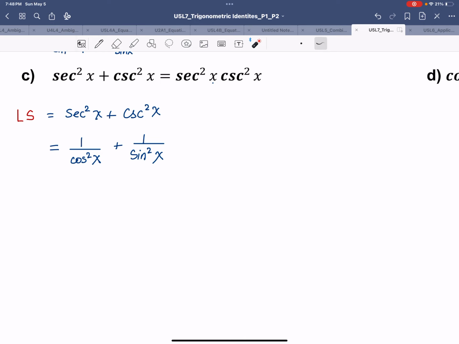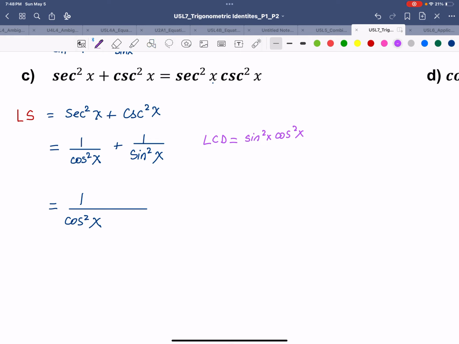Now we have two fractions that we're trying to add, which means that we have to first find the lowest common denominator. In this case, lowest common denominator is sine squared times cosine squared. So that would be equal to 1 over cosine squared x will need to be multiplied by a sine squared. So to make it the same as the lowest common denominator. And because of this, then we'll multiply the numerator by sine squared as well. And now we have 1 over sine squared x.